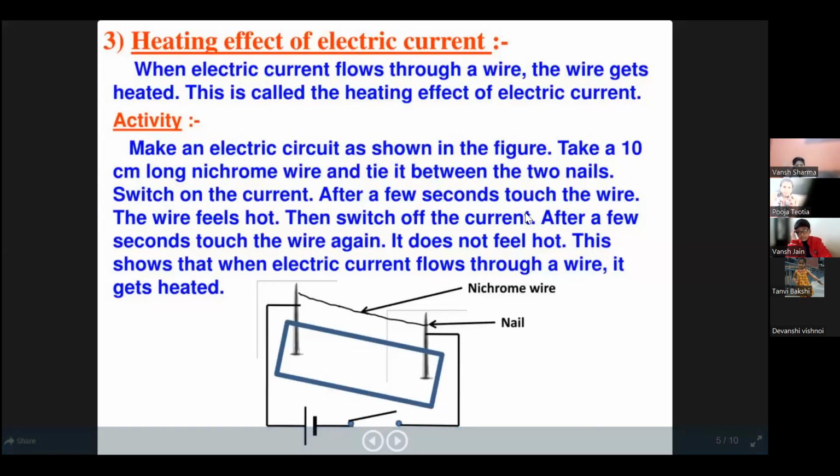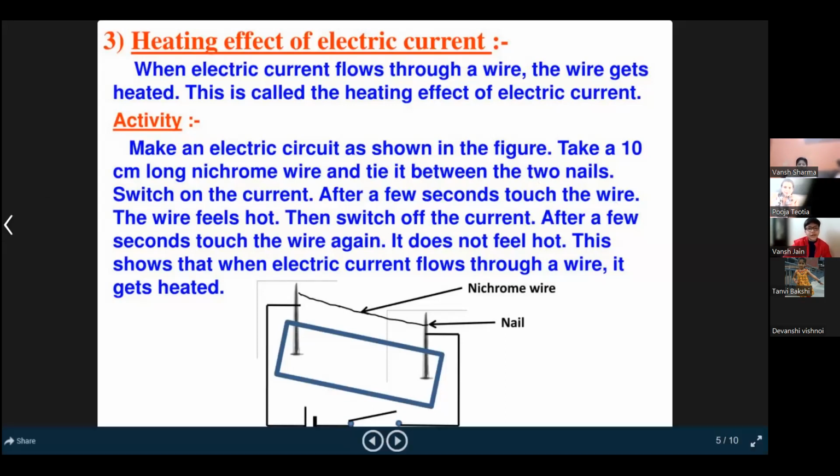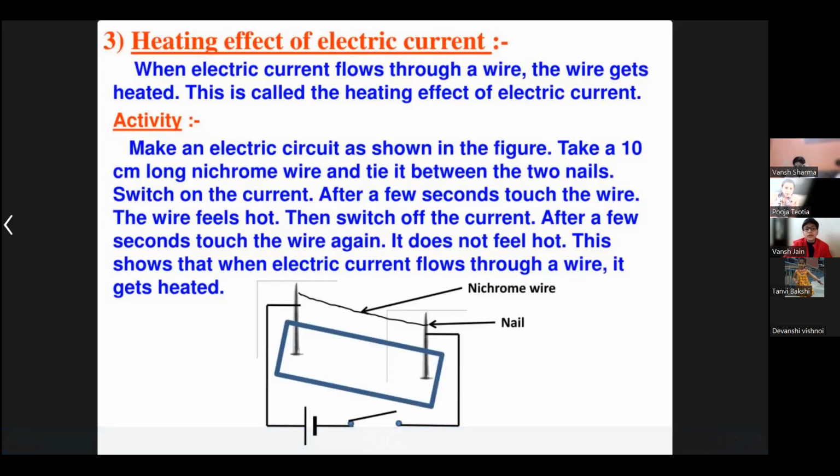Yes, ma'am. Heating effect of an electric current. Vansh Sharma has read. Yes, ma'am. Heating effect of an electric current. When electric current flows through a wire, the wire gets heated. This is called heating effect of the electric current.